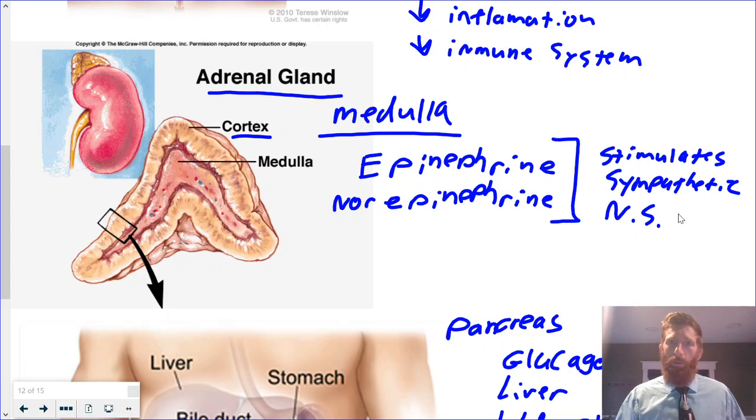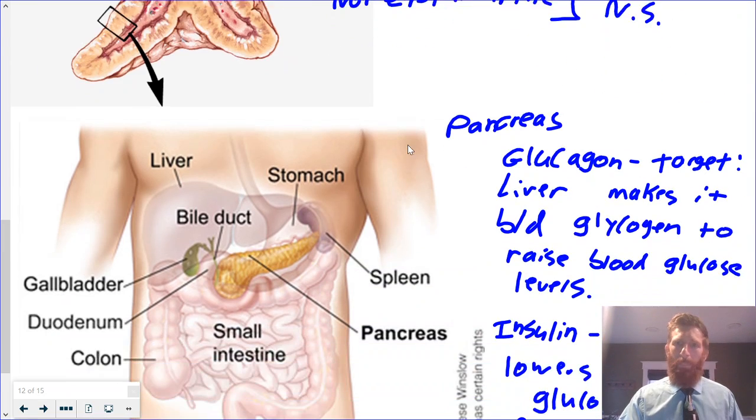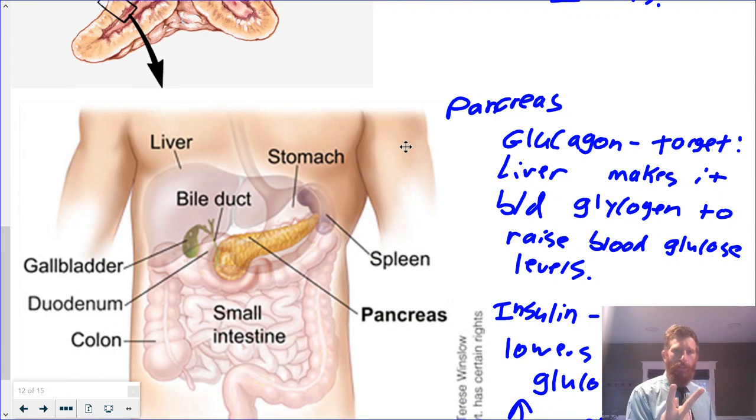It's going to raise our heart rate. We're going to be ready to run away from that saber-tooth tiger, right? So adrenaline, epinephrine, norepinephrine stimulates the sympathetic nervous system. So that's good for the medulla. Moving on, pancreas. We're just going to talk about two hormones, and these are antagonists, by the way. They work together, but they work in opposite directions.